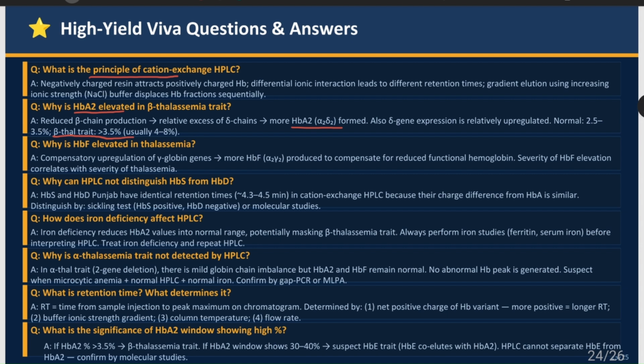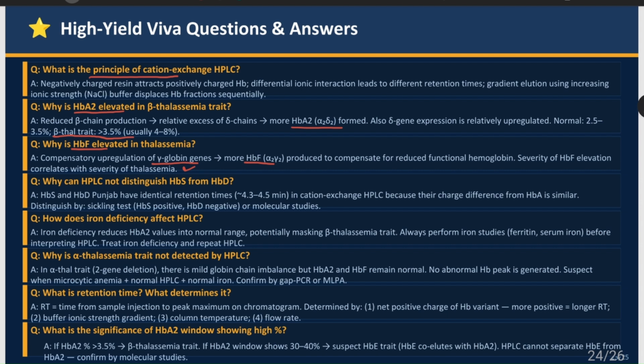Why is fetal hemoglobin elevated in thalassemia? Because there is compensatory upregulation of gamma globin genes. Hence, more fetal hemoglobin is produced to compensate for reduced functional hemoglobin. Severity of fetal hemoglobin elevation correlates with the severity of thalassemia.